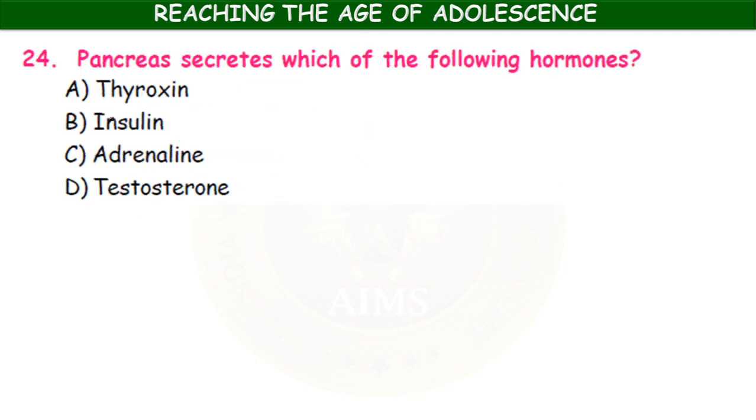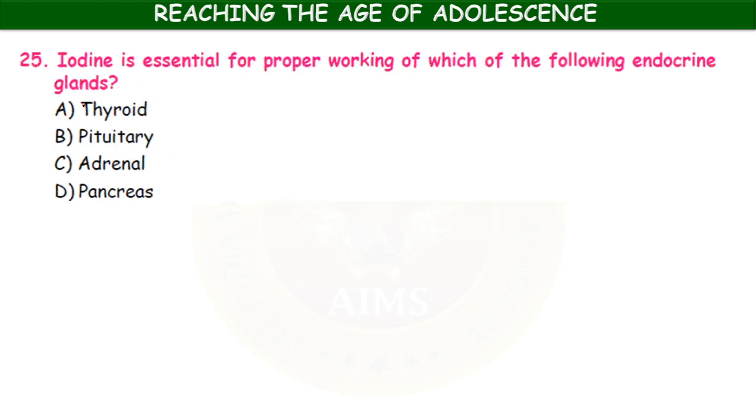Traditional Indian food. The pancreas secretes which of the following hormones? Thyroxine, insulin, adrenaline, testosterone. The pancreas produces insulin and glucagon. These are the two hormones.